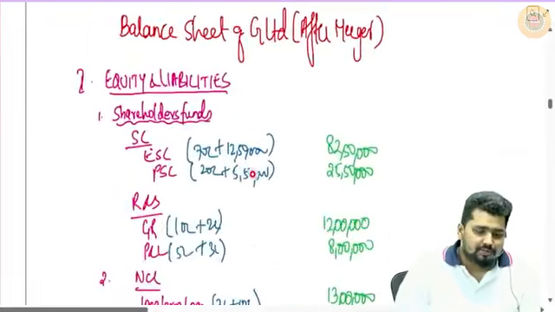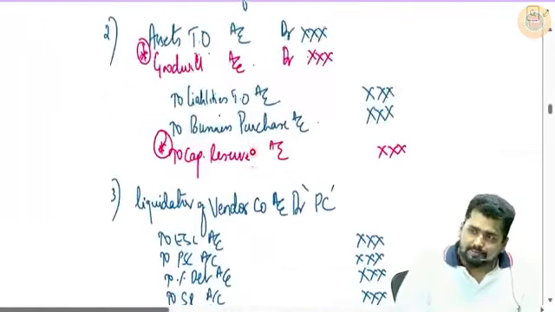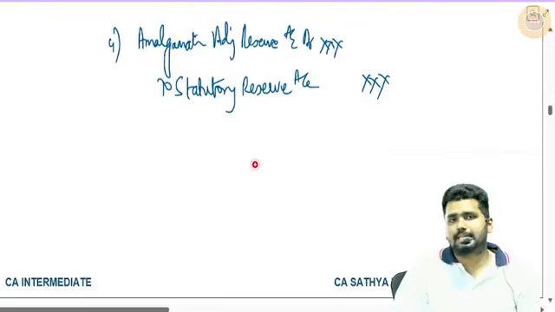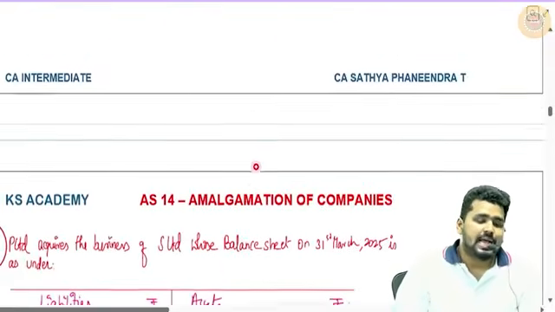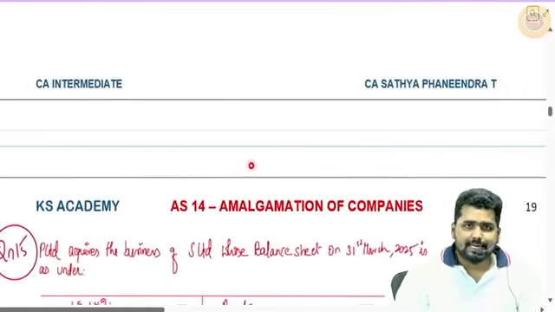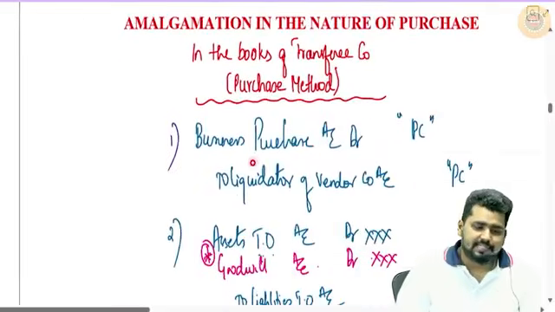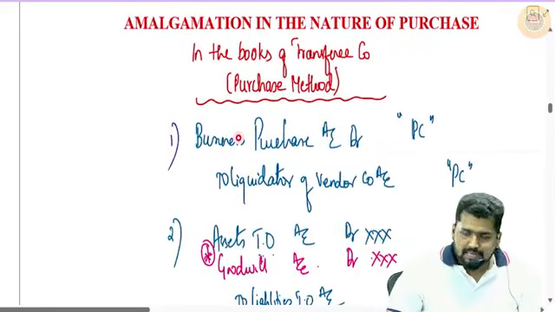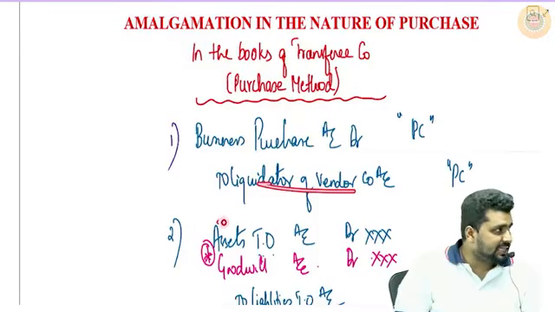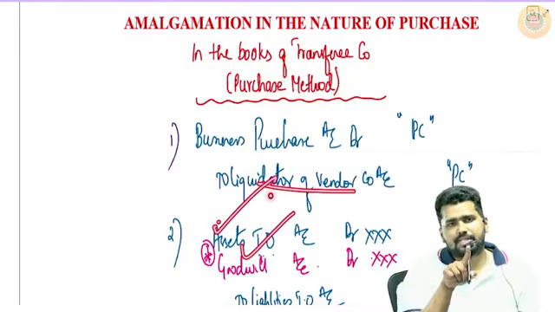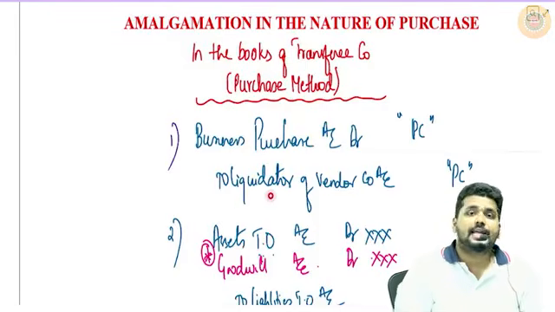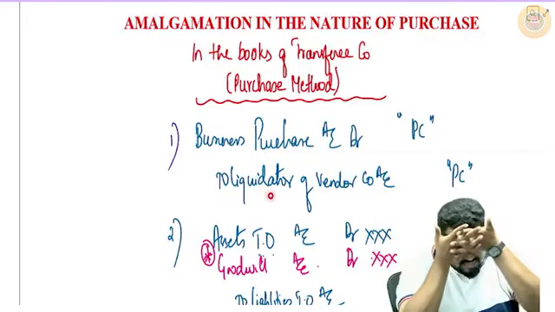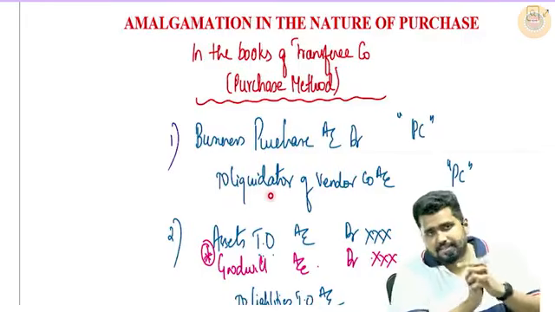So that is what they are telling for merger. But when it comes to purchase, goodwill or capital reserve will arise. What will arise? Goodwill or capital reserve. Clear? Okay, what are the three entries? First, business purchase account debit to what account? Liquidator of vendor company. Assets taken over, liabilities taken over. Reserves are not taken over, but only statutory reserves are maintained.